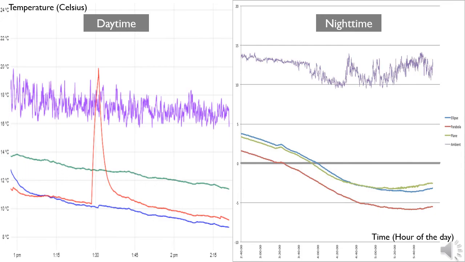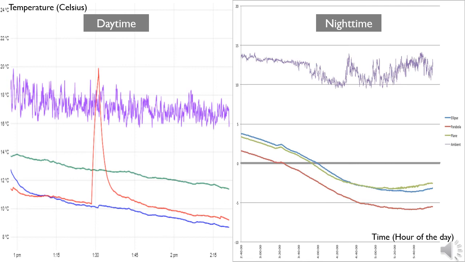Okay, now let's move on to our results. These are our preliminary results for the first experiment. We can see the temperature as a function of time. On the left, we can see the results for the daytime experiment, and on the right, the nighttime experiment. The purple line represents the ambient temperature. The green line represents the baseline design. The red line represents the parabola design, and the blue line represents the ellipse design.